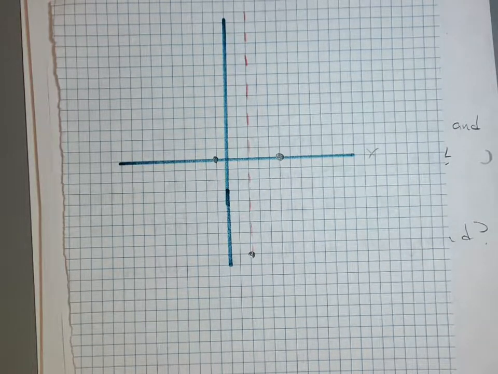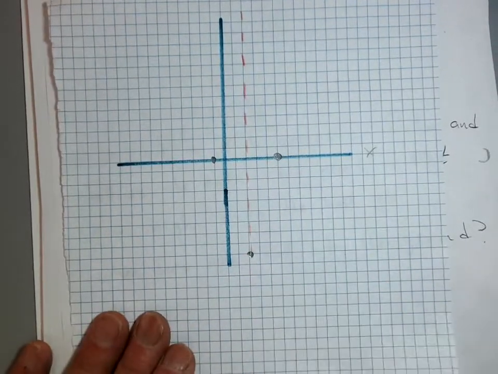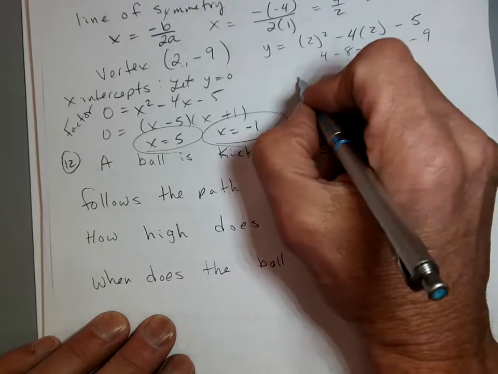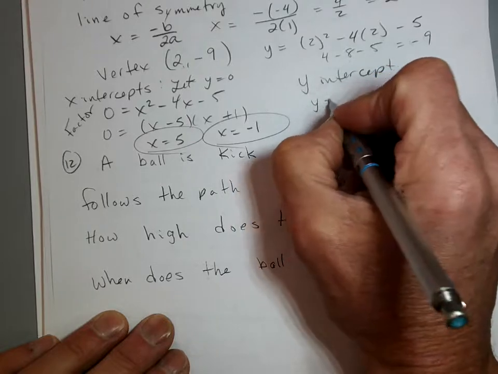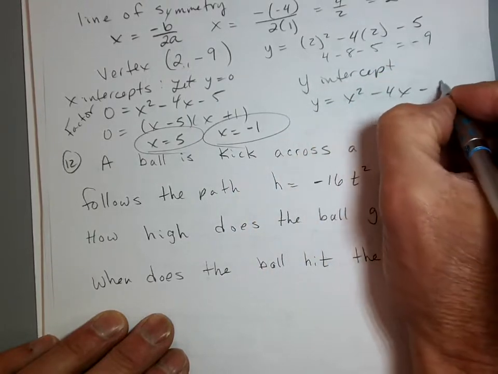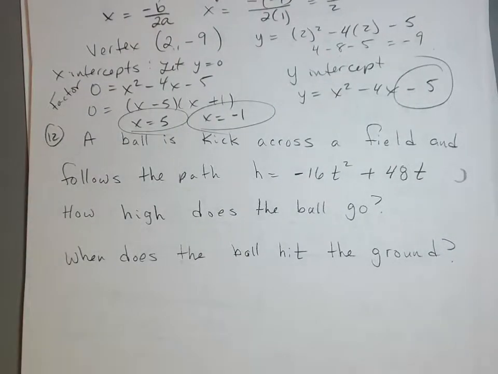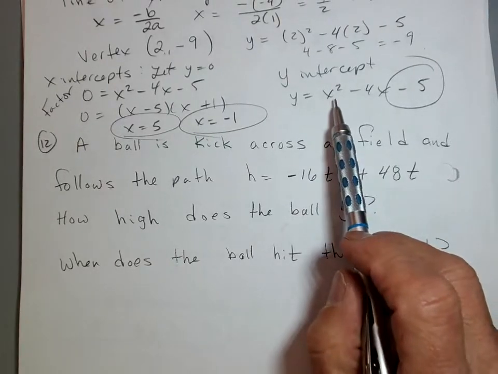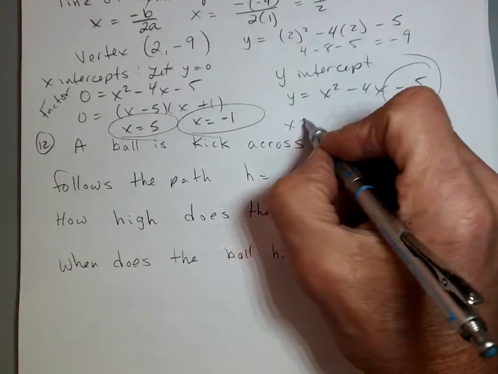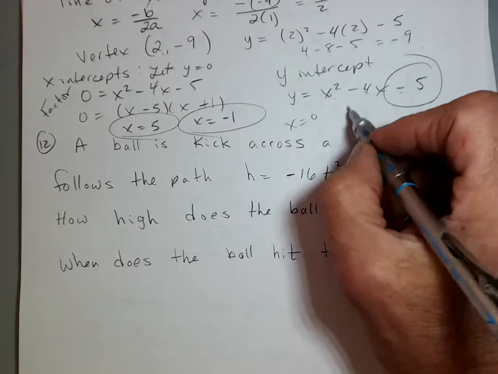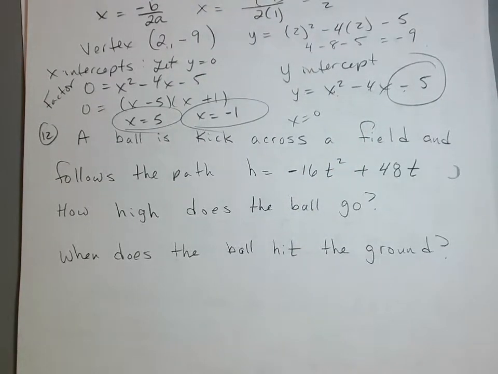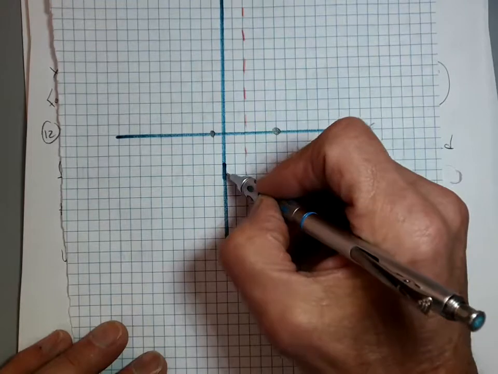Now the last thing I have to do is the y-intercept, which is actually the easiest. The y-intercept from y equals x squared minus 4x minus 5 is just negative 5, just like it would be in any graph. So if x is 0, what do you wind up with? The answer would be negative 5, right? So that's it. I'm going to go ahead and put down 1, 2, 3, 4, 5.